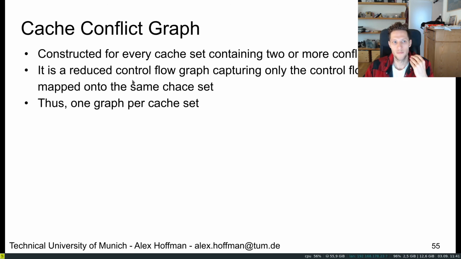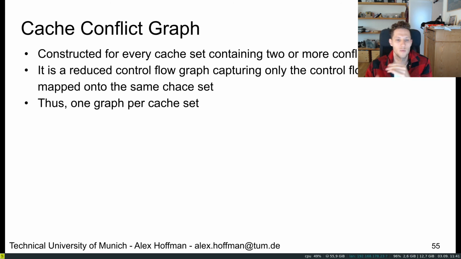the sort of deconstructing it into these cache sets, right? And so what it is, it's constructed from each cache set containing 2 or more conflicting L blocks. And so it essentially captures just the control flow of the L blocks, which are mapped into the same cache set. So we're splitting up these graphs into a graph per cache line, essentially, right?